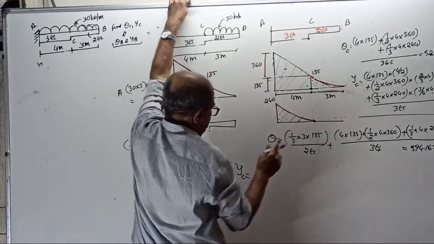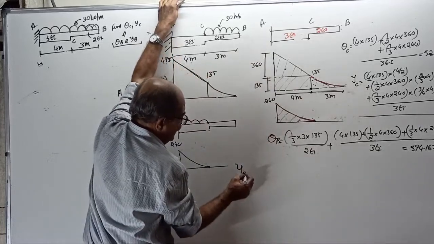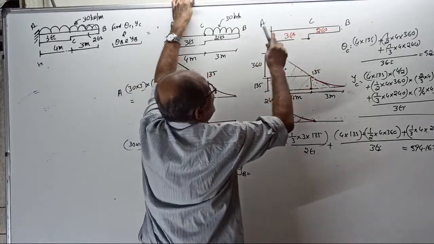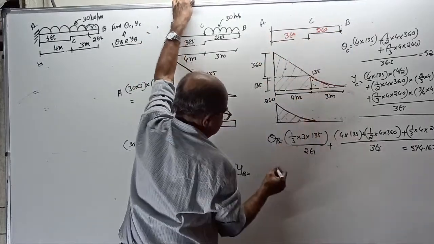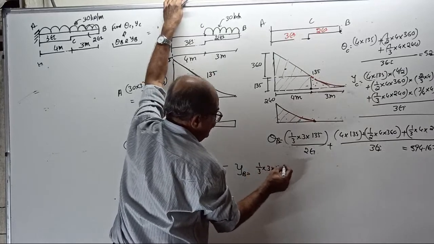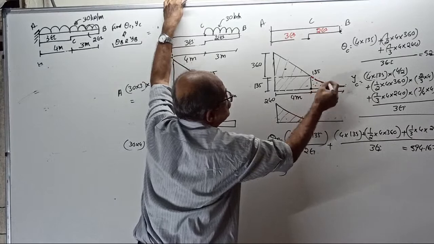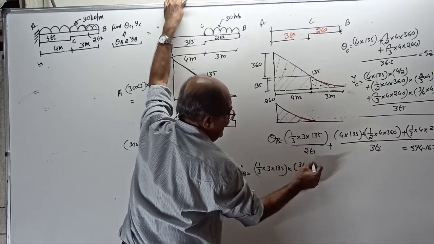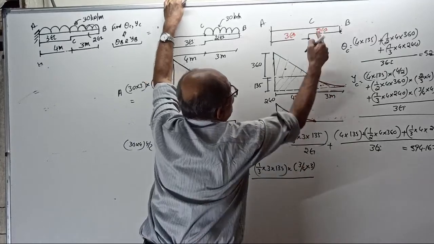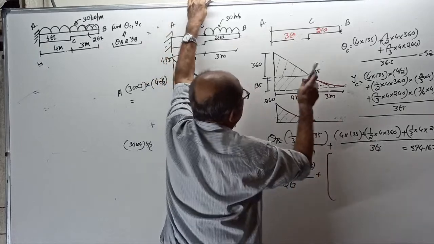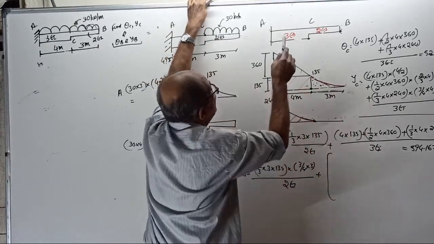Moment of the area, deflection at B. Moment of the area of the BM by EI diagram between B and A about B. Start: 1/3 of 3 into 135 is that area, into the CG from here, which is 3/4 of 3. That area to be divided by 2EI, plus a big bracket, all these three areas divided by 3EI.